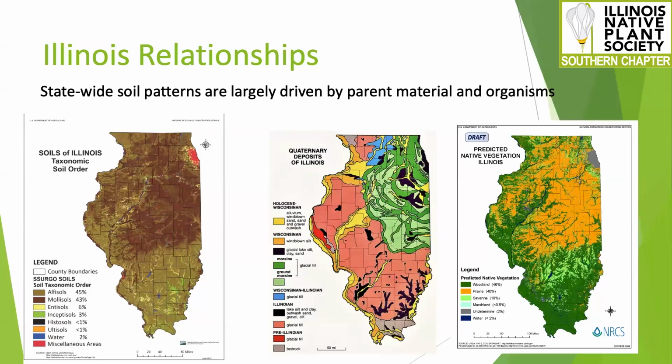Now you'll notice it's not a perfect correlation. If we look at the woodlands, we have 46% of our area covered by native woodland vegetation. Look at alfisols, they're 45%. That's pretty good.